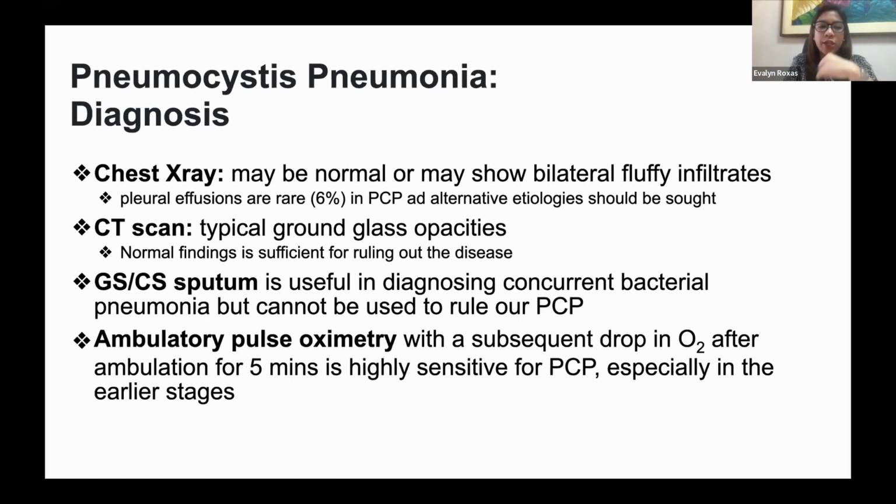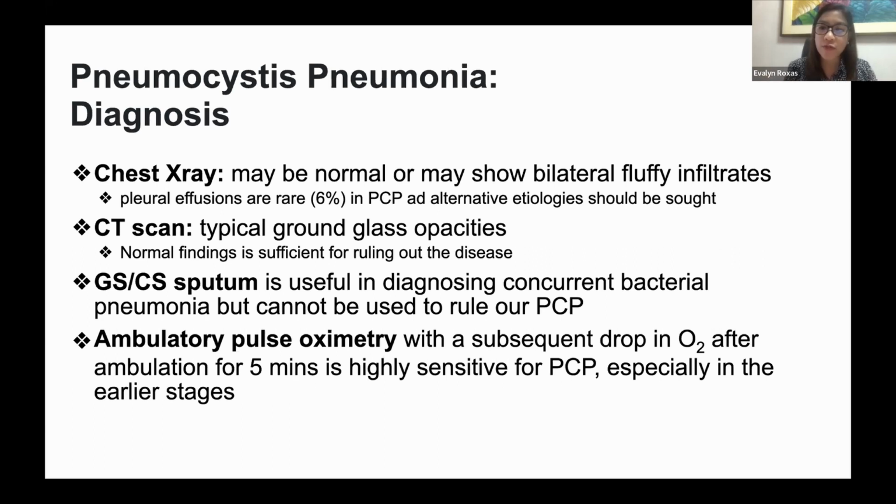In rare instances, pleural effusions can occur 6% of the time, and Pneumocystis pneumonia should be ruled out as an etiologic agent. In some cases, we can request a CT scan, if it's available and if the condition of the patient will permit, and you can see the typical ground glass opacities. Again, just like for chest x-ray, a normal CT scan finding is not sufficient to totally rule out PCP. If you're highly suspecting PCP, even with a normal CT scan finding, you have to rule out Pneumocystis pneumonia.